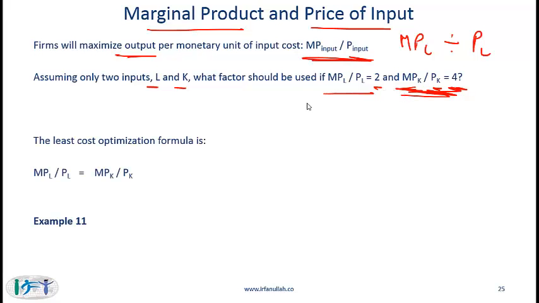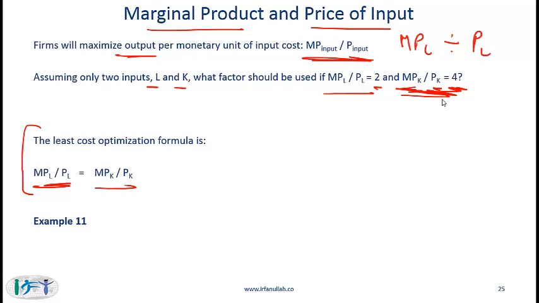Here is a relationship that you need to remember. The least cost optimization formula is where all these ratios are equal: the marginal product of labor divided by the price of labor is equal to the marginal product of capital divided by the price of capital. The way you can think of this is, if you have this situation, what will you do?